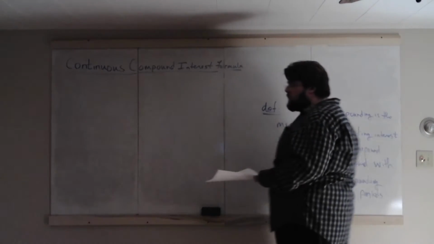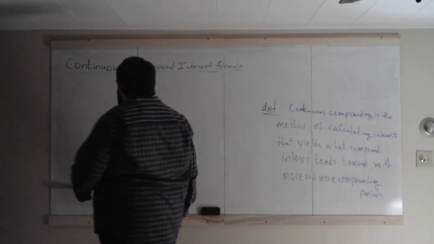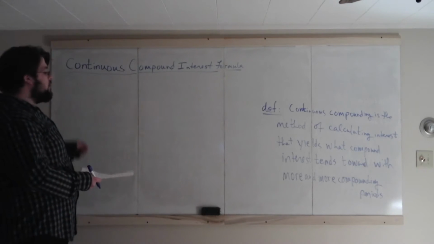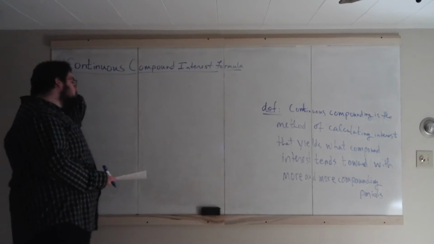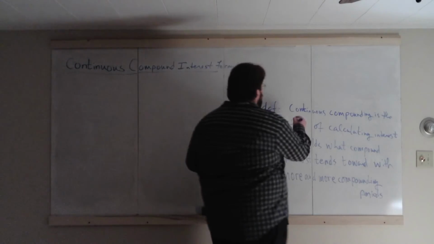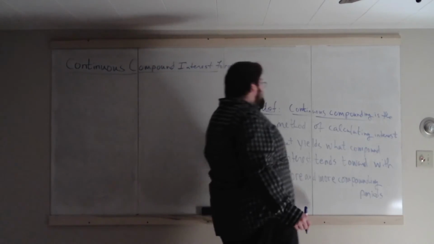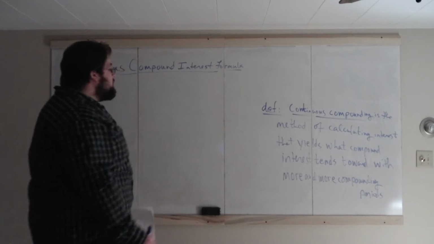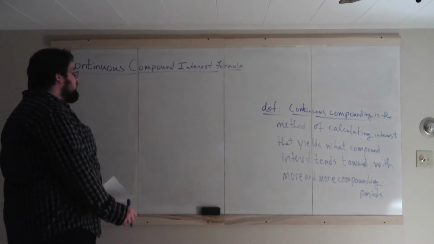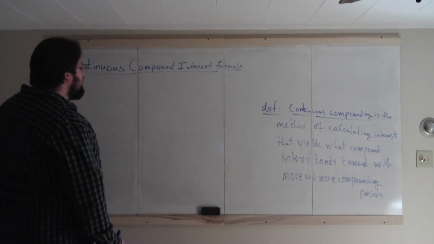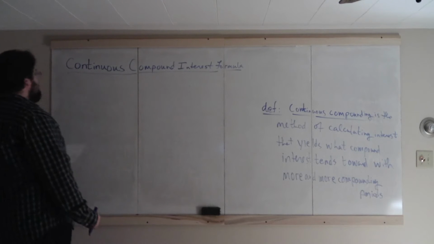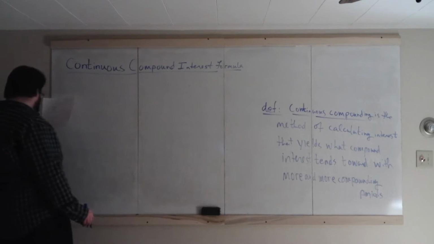So the compounding periods is like, there are 12 per year with monthly compounding. There are 365 compounding periods per year with daily compounding. So continuous compounding is the method of calculating interest that yields what compound interest tends toward with more and more compounding periods. With calculus, that's a little easier to describe. But let's give you the formula.